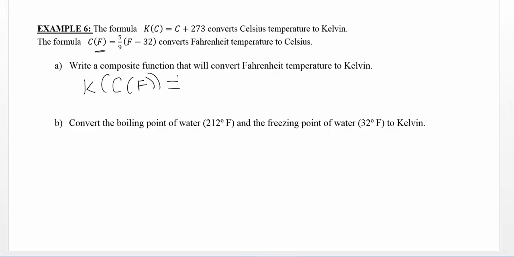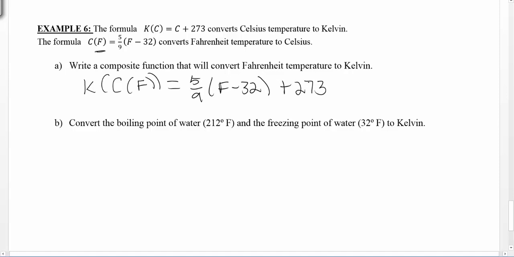So that means we're going to go to our Kelvin function, and wherever we see a C, we're going to plug in 5/9 times F minus 32. So we result in 5/9 times F minus 32 plus 273. So again, I took my C function and I plugged it into the Kelvin so that my Kelvin will result from plugging in something in terms of Fahrenheit.